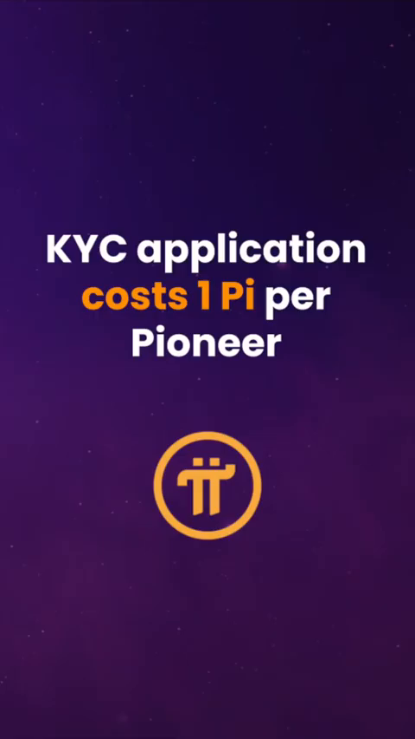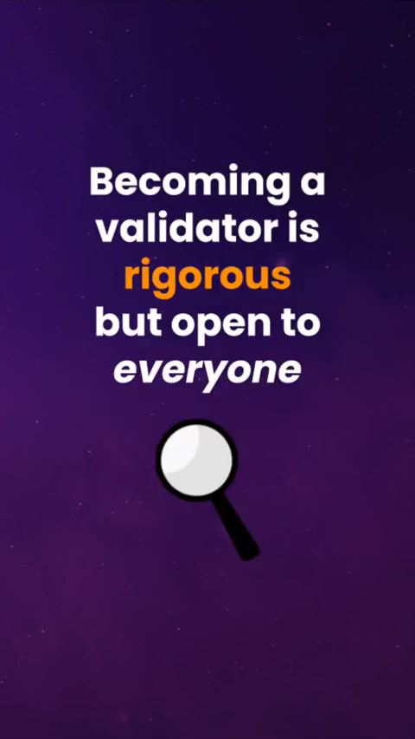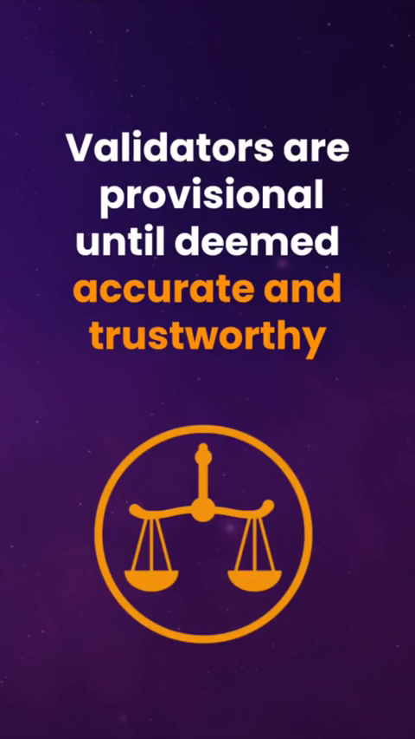Also note that each Pioneer contributes 1 Pi to get KYC'd. This Pi is pooled and given to the human validators for their work. Anyone can apply to become a validator as long as they have passed KYC themselves. But the process to get approved is quite rigorous and looks at many different factors. Moreover, even when a Pioneer is admitted to the program, they are initially only provisional members, and they can only continue reviewing applications after they prove that their work is accurate and trustworthy.